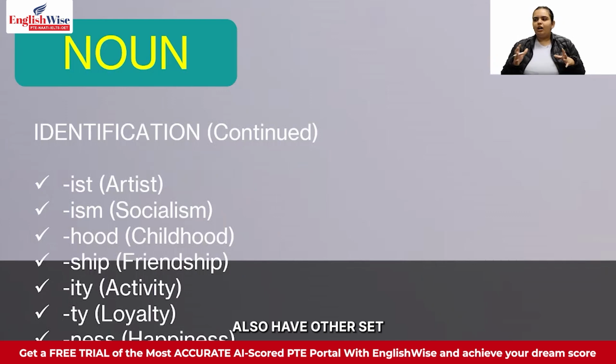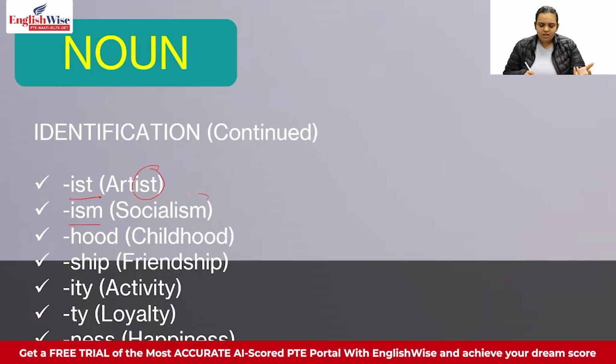Moving forward, you also have other identification suffixes like IST. Words like artist, pianist, are all nouns. Words ending with ISM, socialism, realism, are all nouns. HOOD, like childhood, neighborhood, parenthood, are all nouns. And SHIP, that is friendship, relationship, partnership, are all nouns. Words ending with ITY, that is activity, are nouns. Words ending with TY like loyalty or royalty are nouns. Words ending with NESS like happiness or sadness are all nouns.